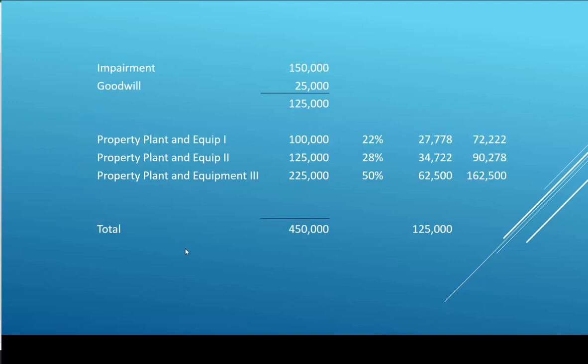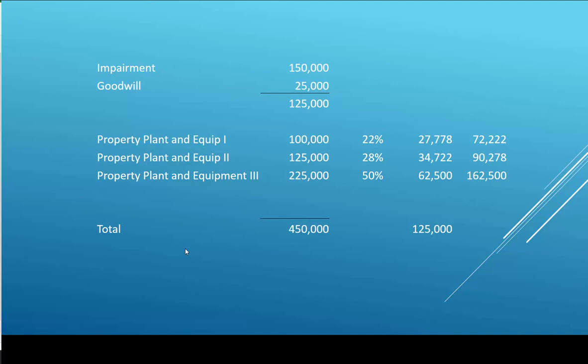Well, the first thing that you have to do is you have to write off the goodwill. In this case, there is $25,000 worth of goodwill, so all of the goodwill within the cash generating unit is written off. That means that $150,000 minus 25, that means there's $125,000 to be written off against the remaining assets. The remaining assets consists of three items of property, plant and equipment. These respectively have the values $100,000, $125,000 and $225,000. And you can see the proportion of the asset that this makes up.